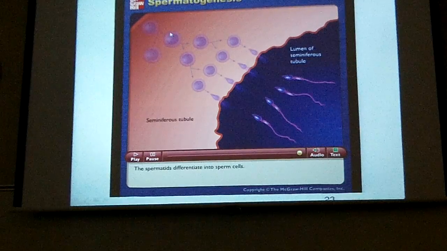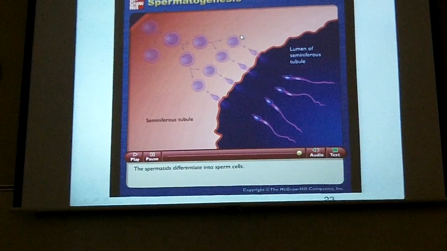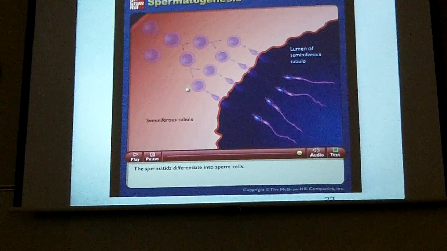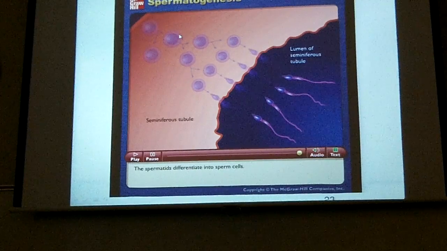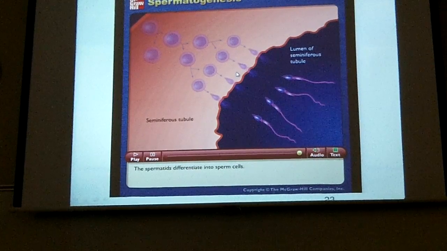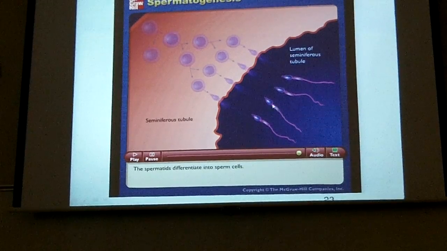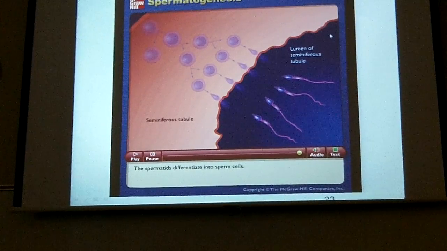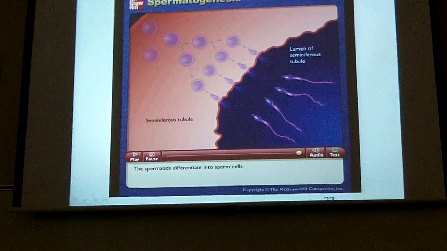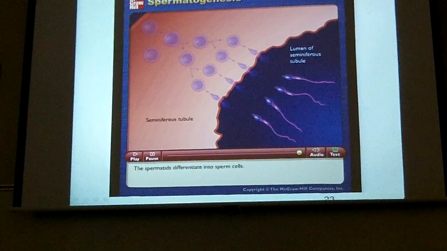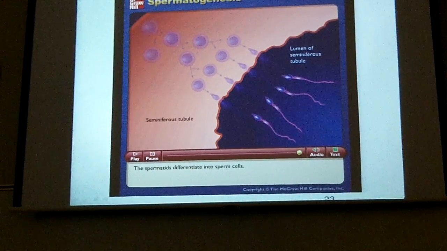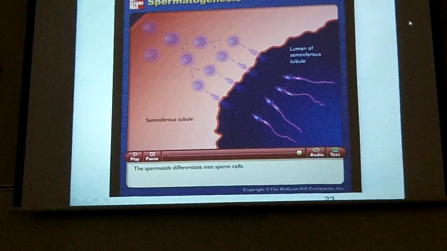Remember one cell becoming 4 cells? We go from 46 chromosomes to 23. That's what's happening inside the testes of the male. Once those sperm form, they're stored in the epididymis for about 2 weeks. They'll die after a couple weeks, but new ones are constantly being made. Men make about 100 million sperm a day.